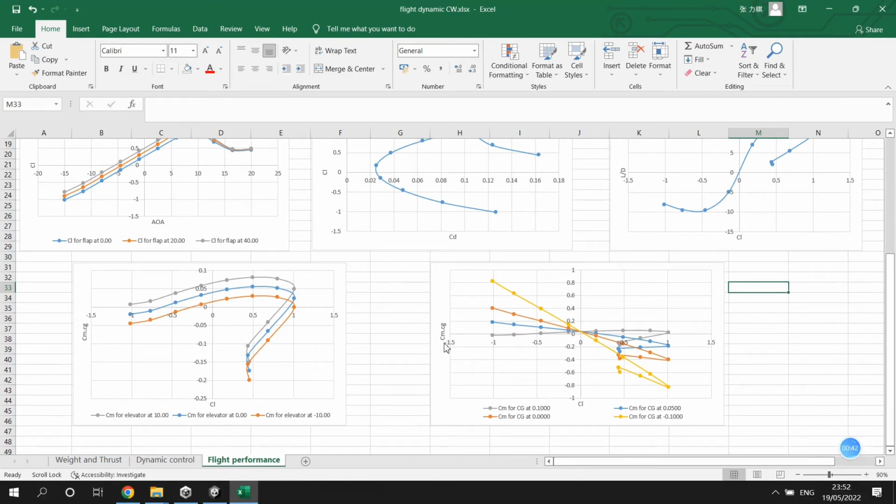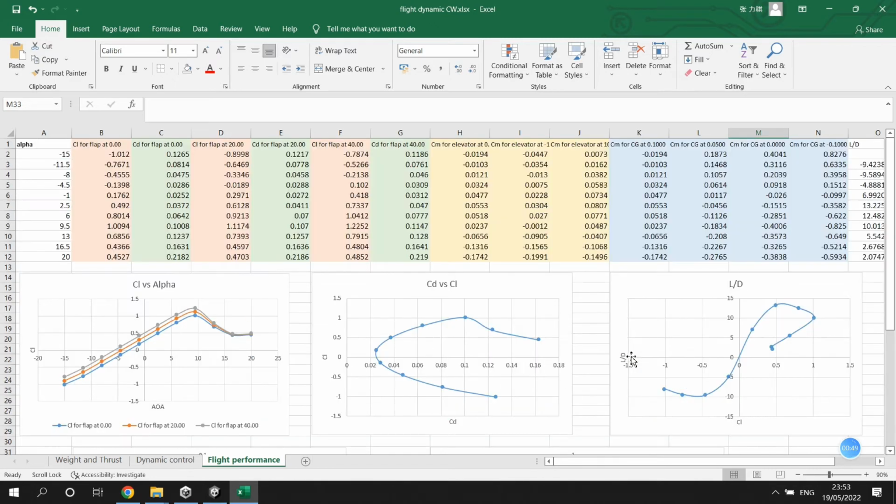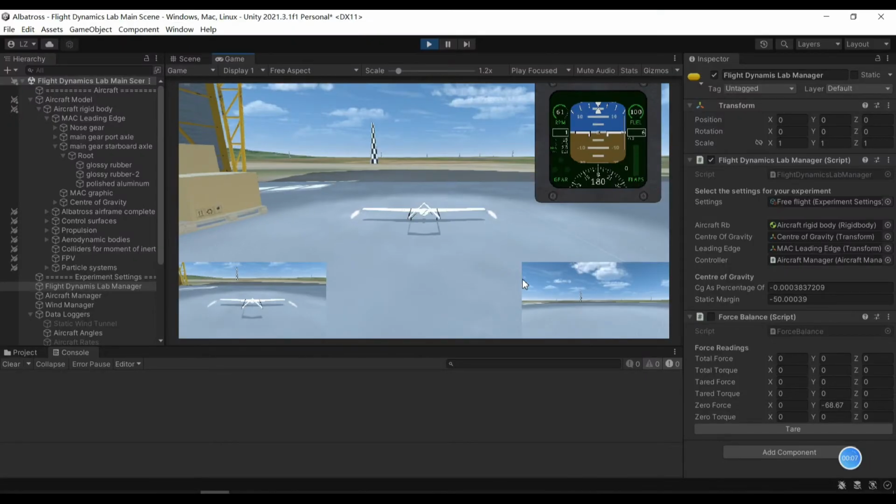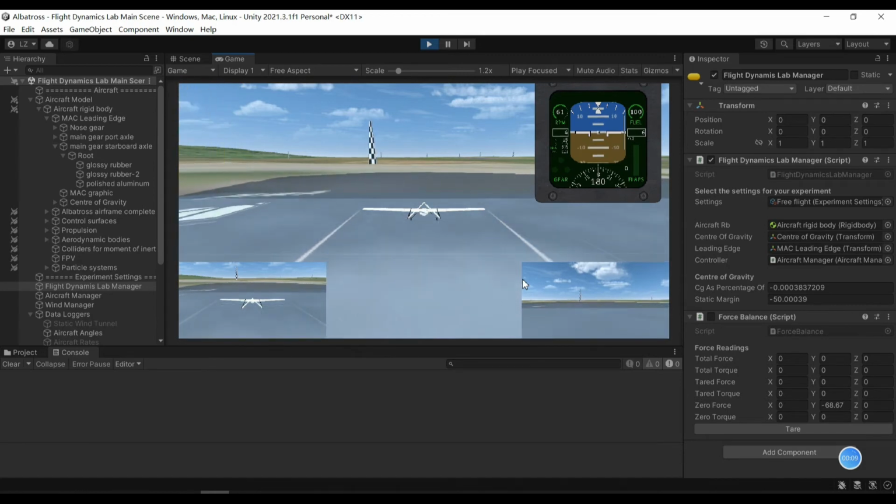And for the picture of moment coefficient versus the lift coefficient, four CG positions are measured, and from this picture it can be seen the trim point is approximately above 0. Let's say 0.05, 0.09. Now we are in the part of free flight.